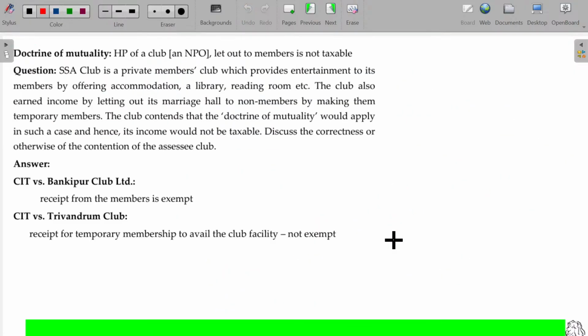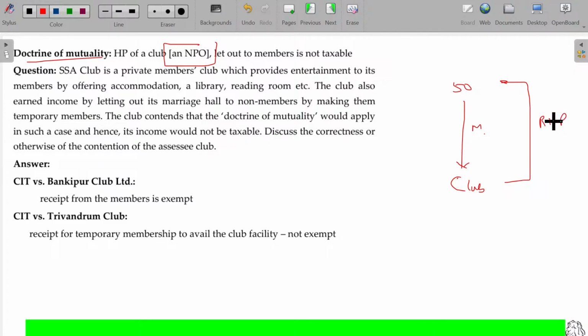Now, let's go for doctrine of mutuality. Doctrine of mutuality is applicable for NPOs, non-profit organizations. Probably around 50 members form a club. They contribute funds for a club, and the club, for the membership fees given, allows them to enjoy the possession of the club's residential house property.